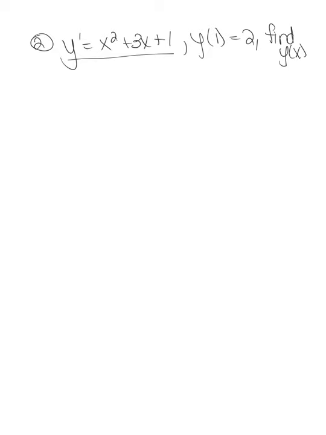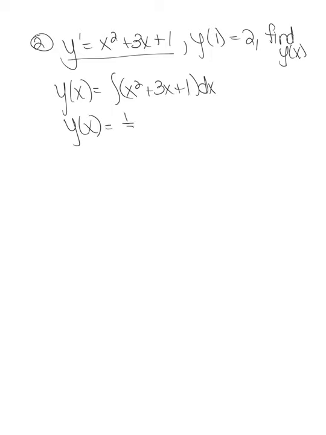Again, anytime we have the derivative, we can get back to the original function. y of x is simply going to be the integral of our y prime, which is x squared plus 3x plus 1 with respect to x. And of course, we saw this integration already. And we get that y of x is equal to 1/3 x cubed plus 3/2 x squared plus x plus c. And again, this was our general form.